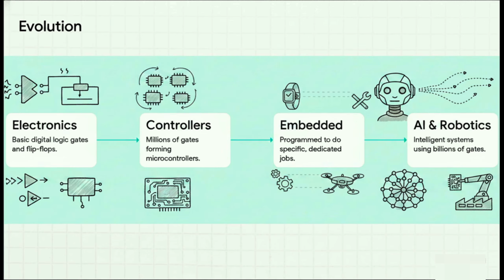We start at step 1 with basic digital electronics, those tiny logic gates and flip-flops we just talked about, but package millions of those into a single chip and you hit step 2, microcontrollers. These are essentially tiny, self-contained computers. Program those microcontrollers to do specific jobs and you reach step 3, embedded systems. Finally, push this architecture to its absolute limits, stringing together billions of logic gates, and you arrive at step 4, cutting-edge AI and robotics. Those simple ones and zeros literally scale up to become incredibly intelligent systems.